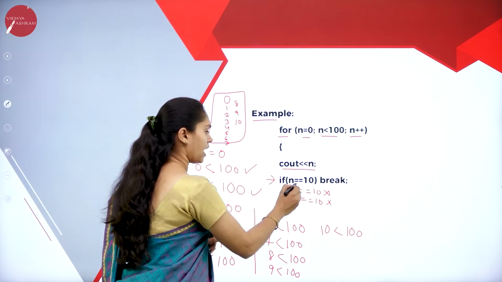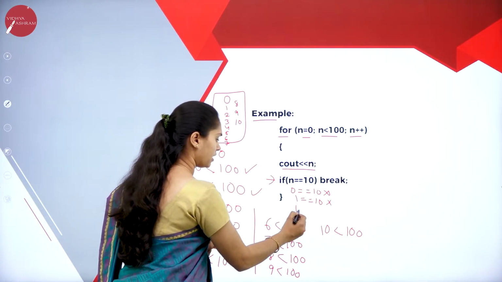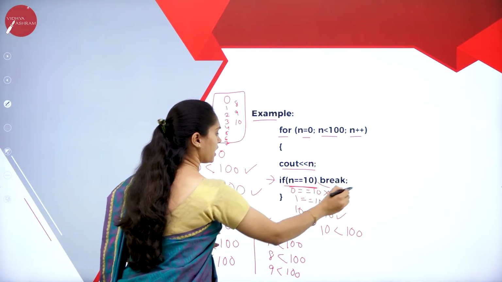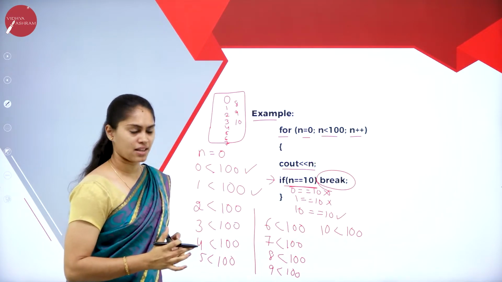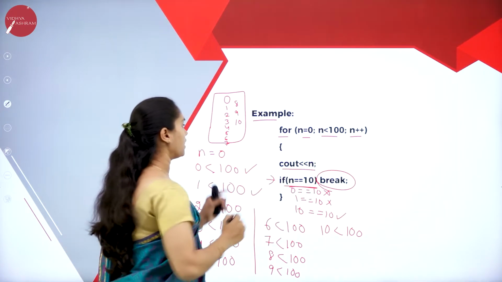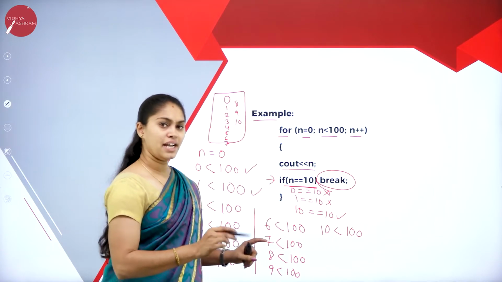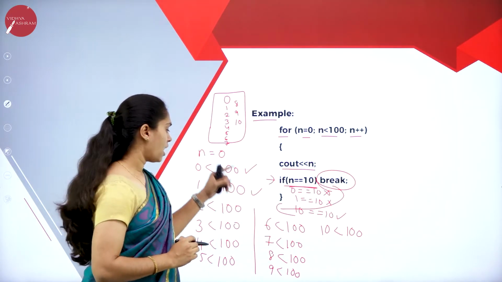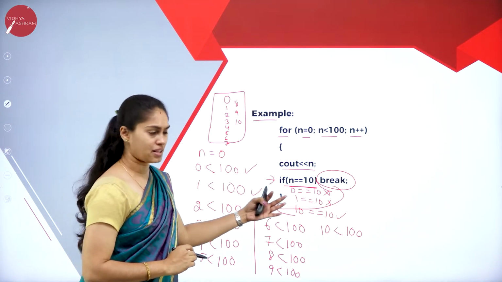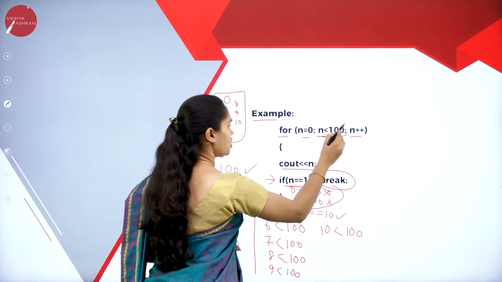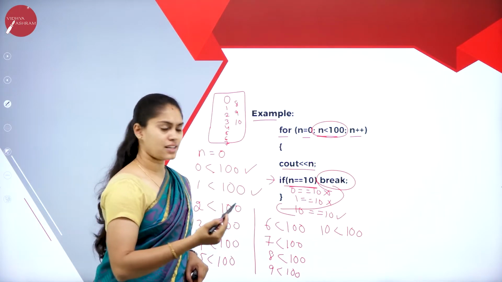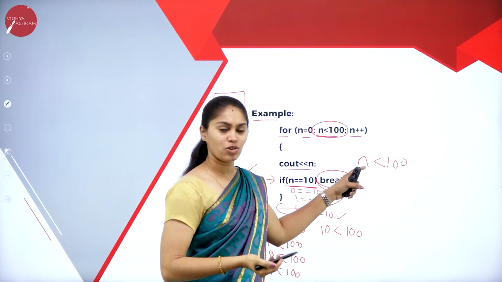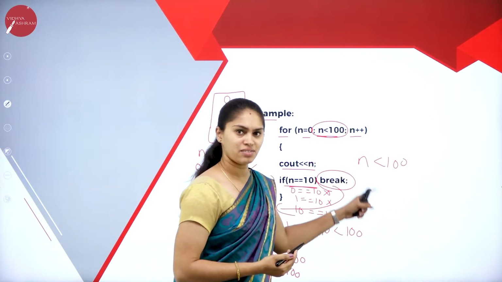Then it will come to this point, that is, if n is equal to 10. At this point 10 is equal to 10, so it becomes true. If this condition is true, then it will encounter the break. At that time, instead of printing 11, 12, 13 up to 100, it will just come out of the loop. Immediately it will terminate the loop and won't execute the further statements. So the condition here is n lesser than 100, and it was supposed to execute all the statements from 0 up to 99.